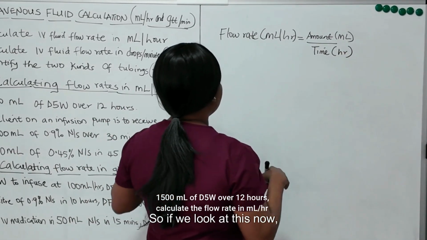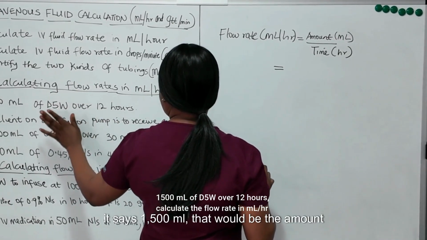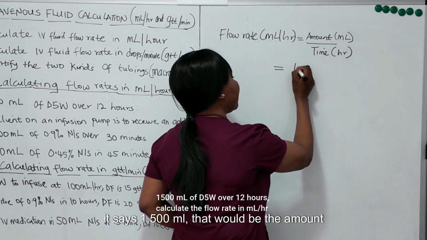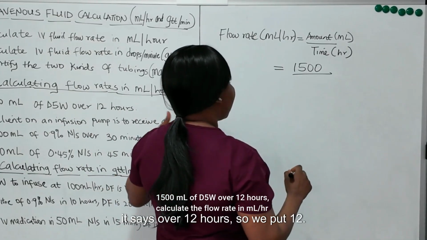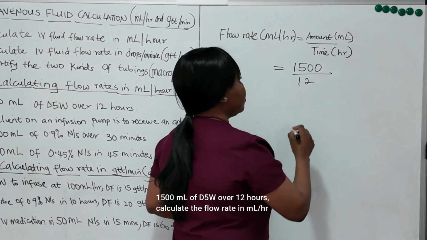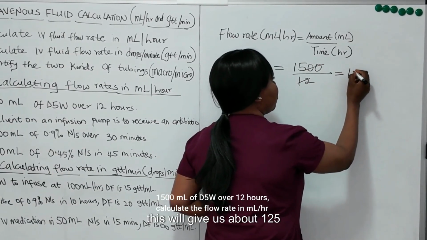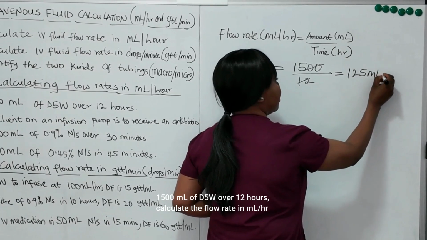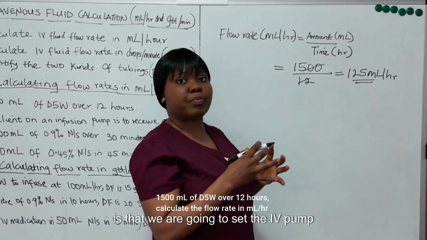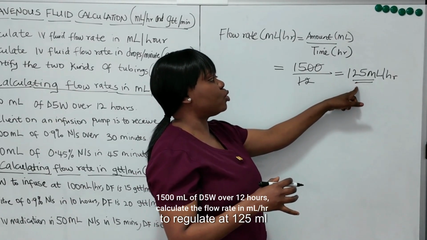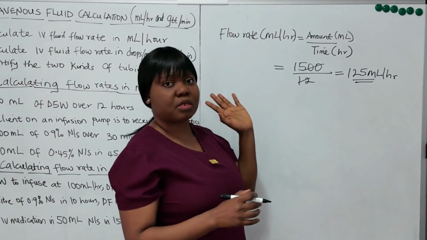If we look at this now, the amount from the question says 1,500 ml. That would be the amount or the volume. The time says over 12 hours, so we put 12. If we divide this, it will give us about 125 ml per hour. What that means is that we're going to set the IV pump to regulate at 125 ml in 1 hour. That will be the answer for the first example.